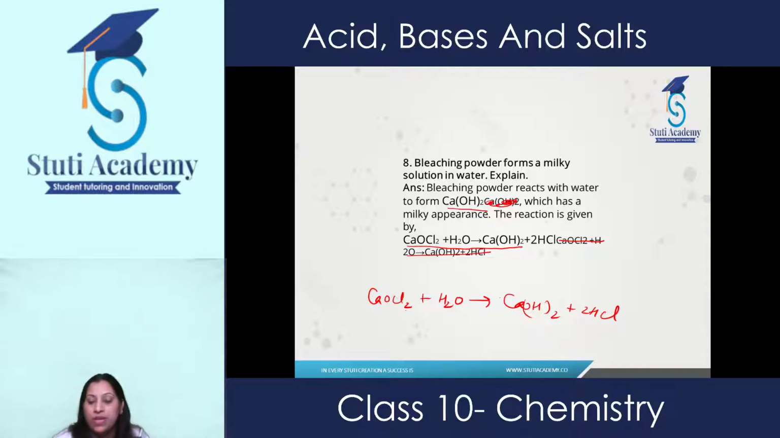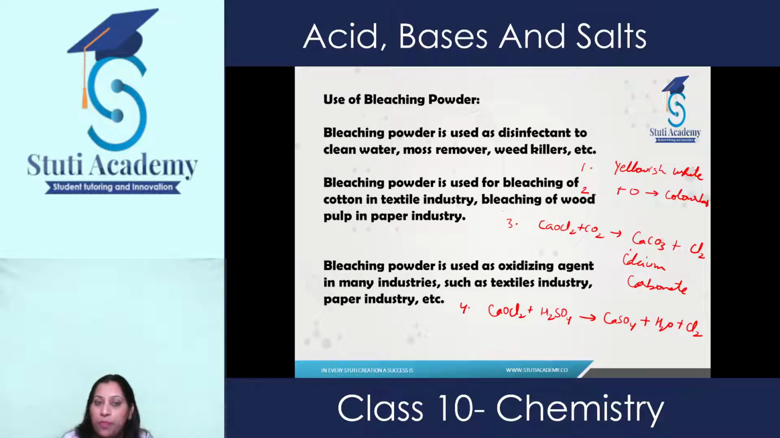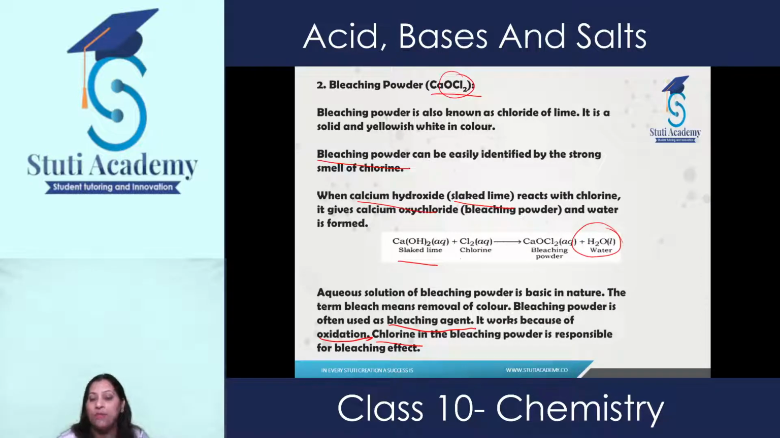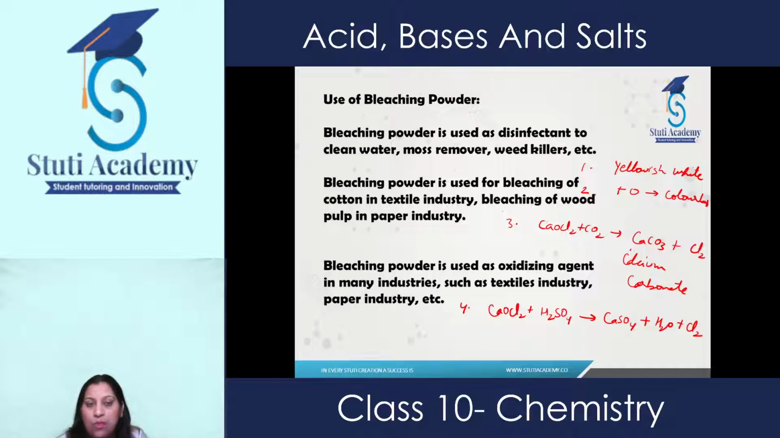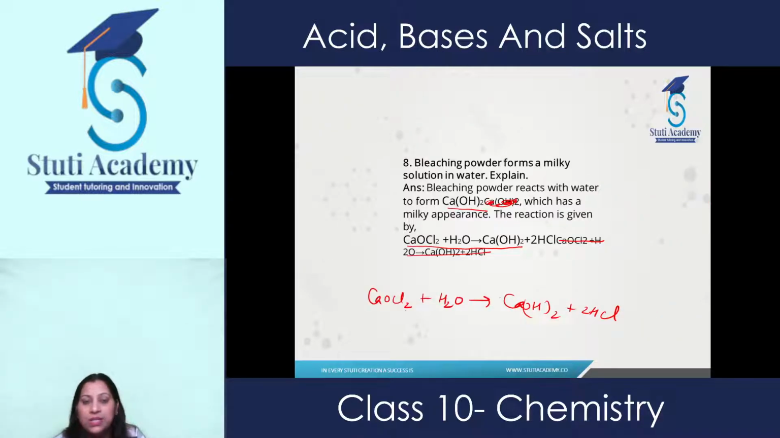And apart from this, questions can come on its preparation, how we can prepare it, what is the chemical name, that is calcium oxychloride, due to the presence of oxygen, what is the common name, what is its chemical name, what is its formula, and what are its uses. So this is about bleaching powder.